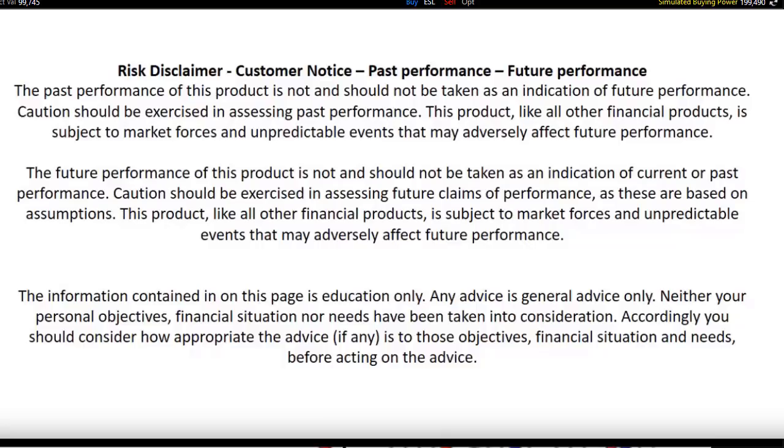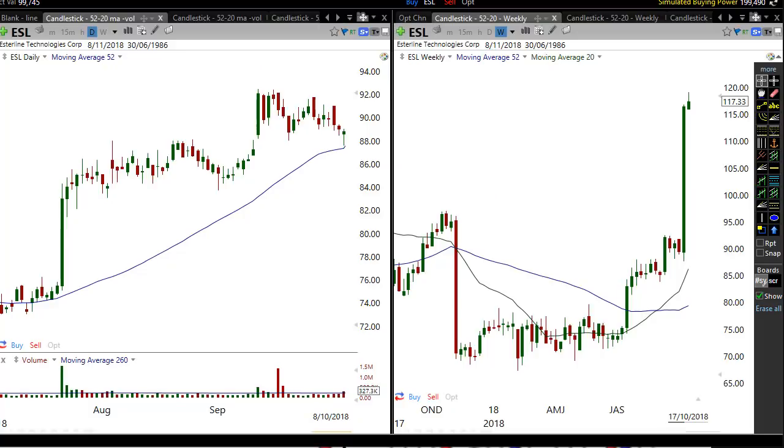In this session, I'm going to talk to you about why it's so important to keep an eye on that higher time frame that you are trading. Let's get straight into it.